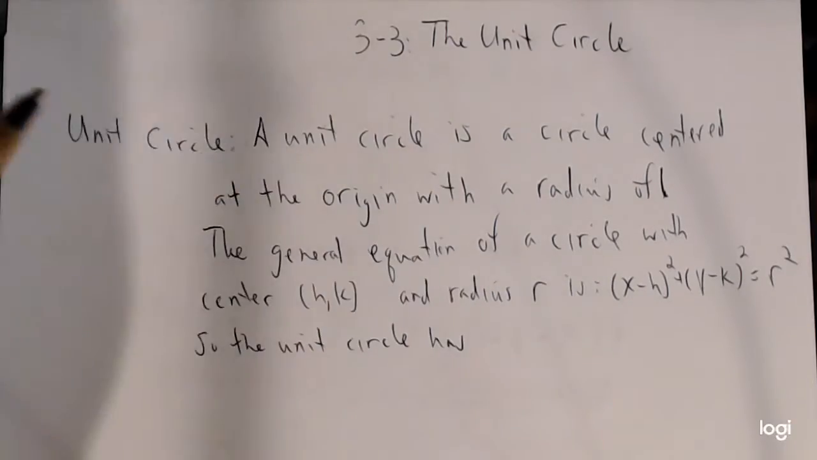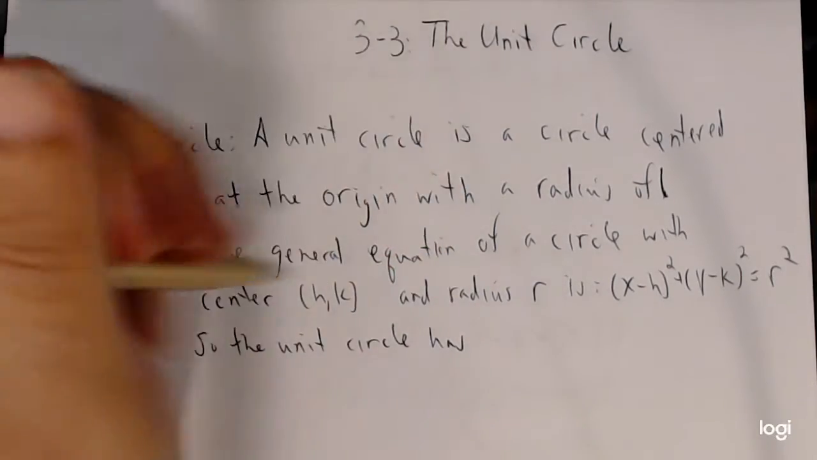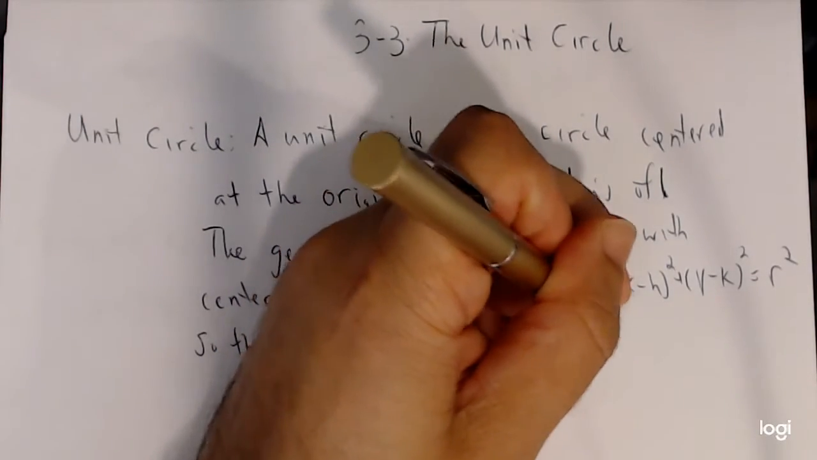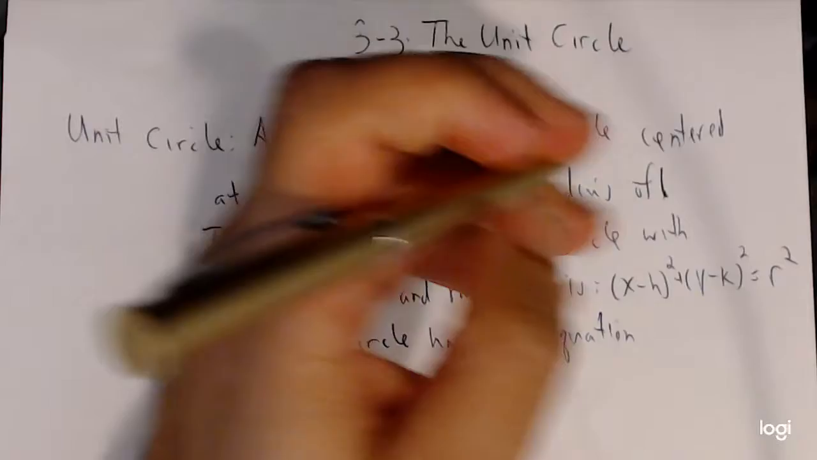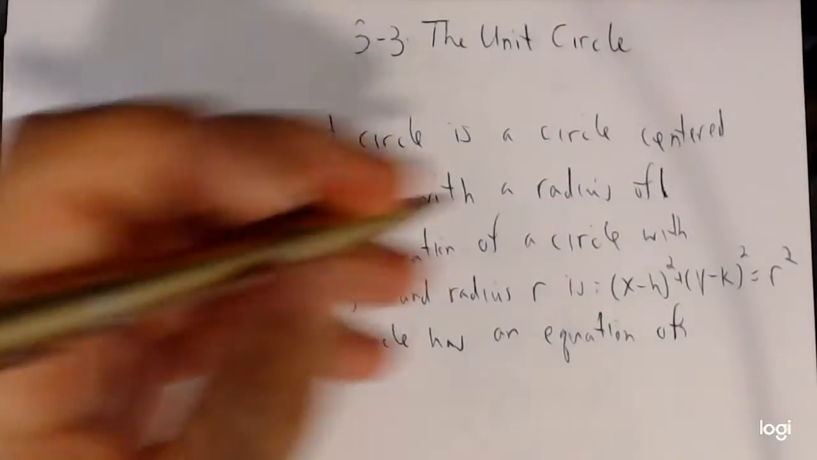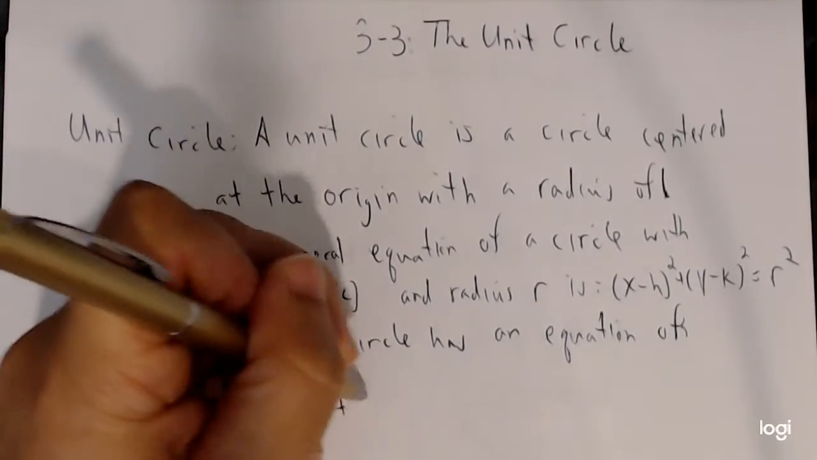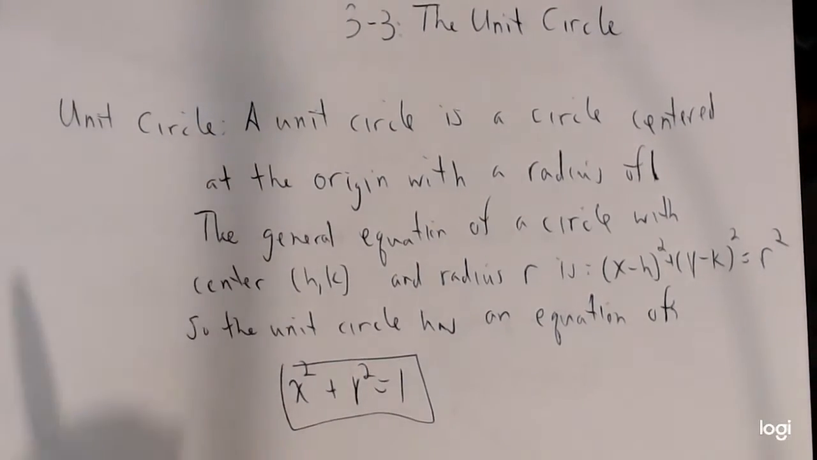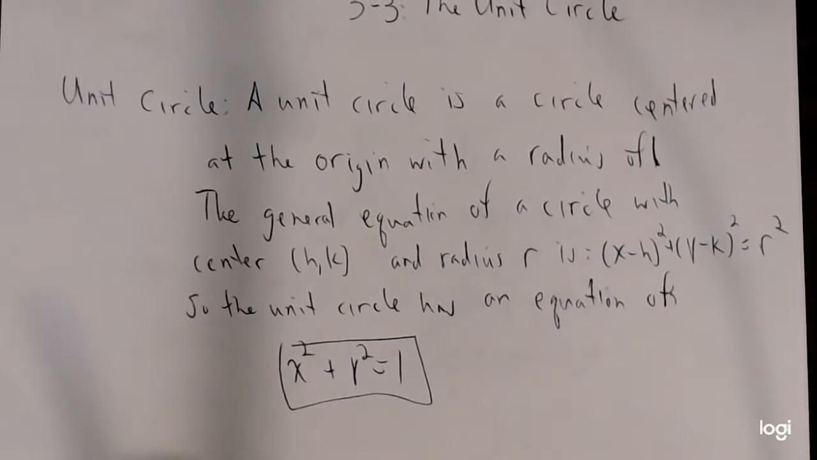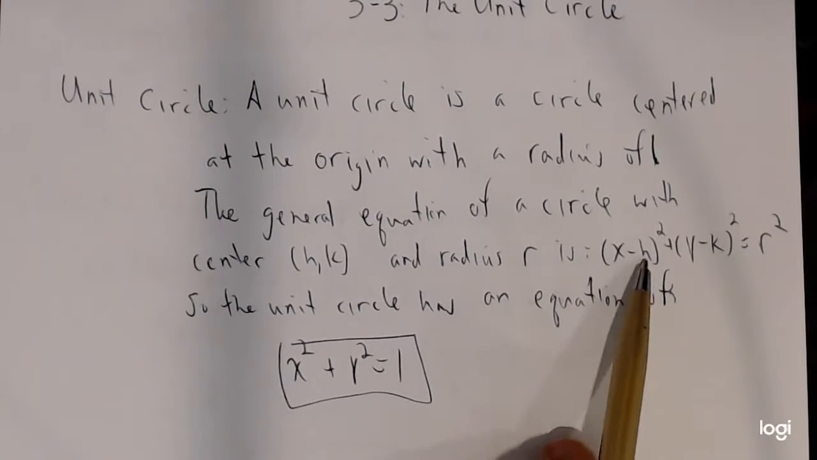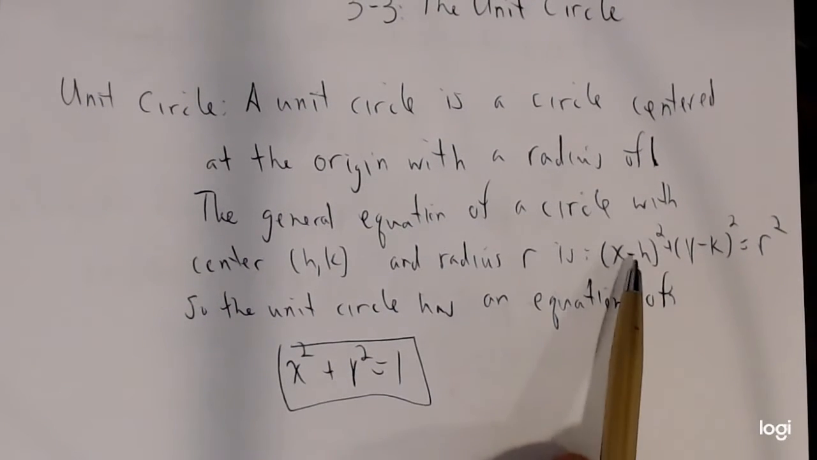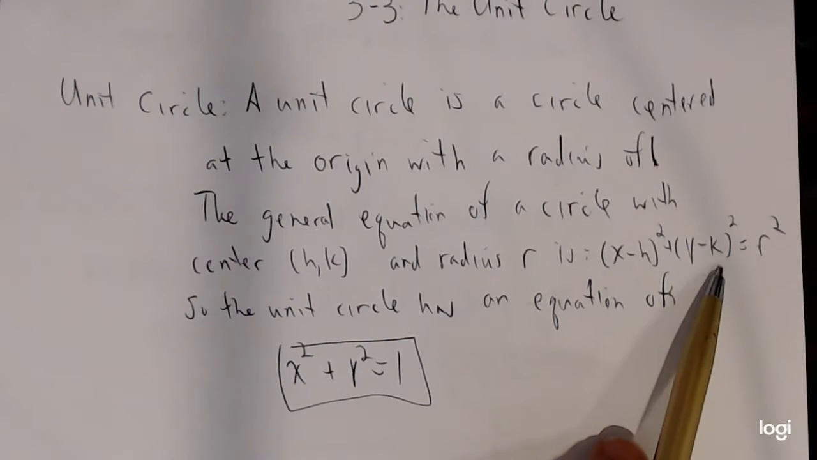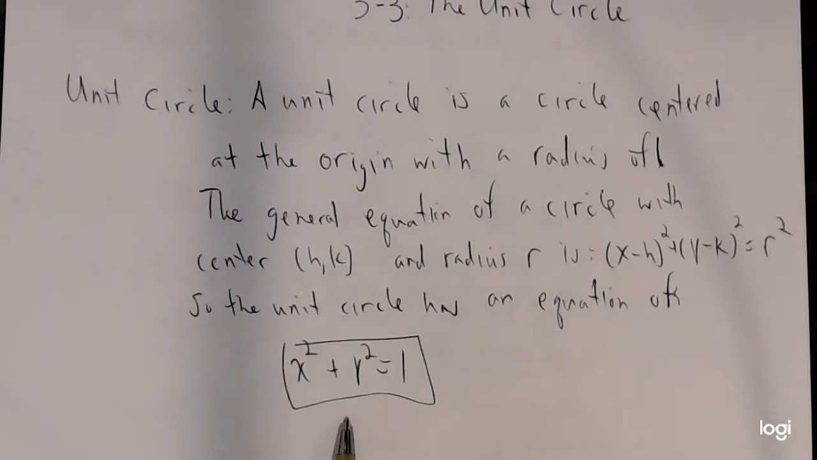So for our case, the unit circle has an equation of x^2 + y^2 = 1. And this is what we mainly care about, okay? Notice how it becomes this, because what do we know about h and k? Well, if my center is at (0, 0), at the origin, and the radius is 1, you replace h and k with zeros and r with 1, you get that, okay?